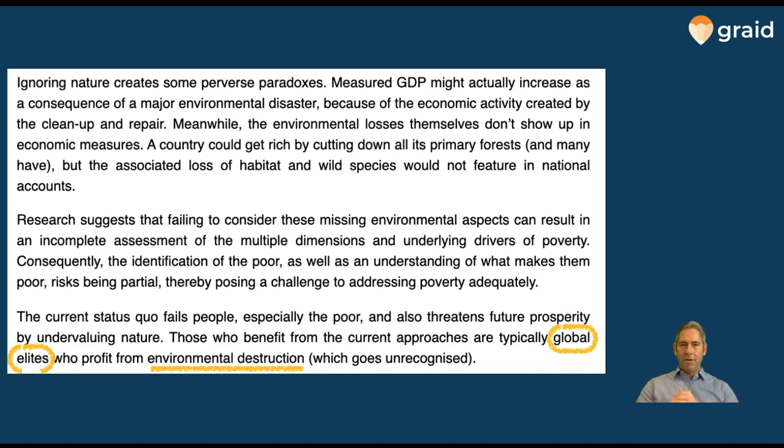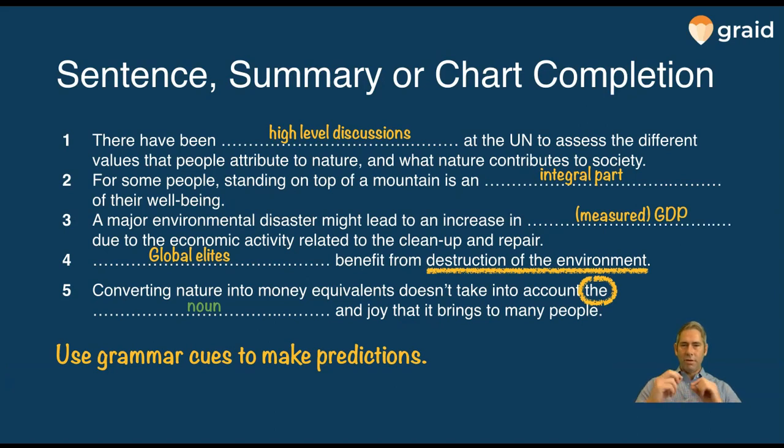So those who benefit from the current approaches are typically global elites, and there's that grammar cue telling us that the answer should be before environmental destruction. Benefit from, same meaning as profit. So global elites profit or benefit from the destruction of the environment. On to the final answer.